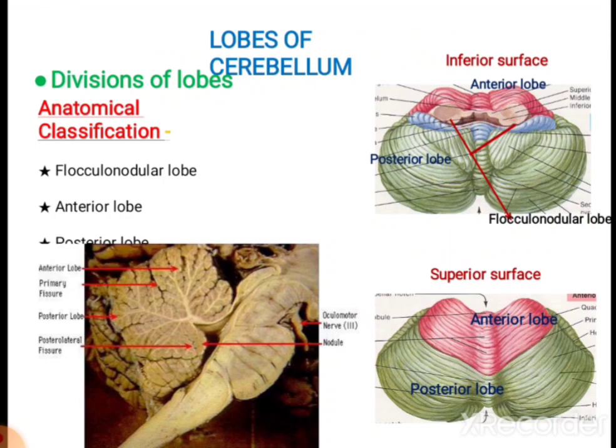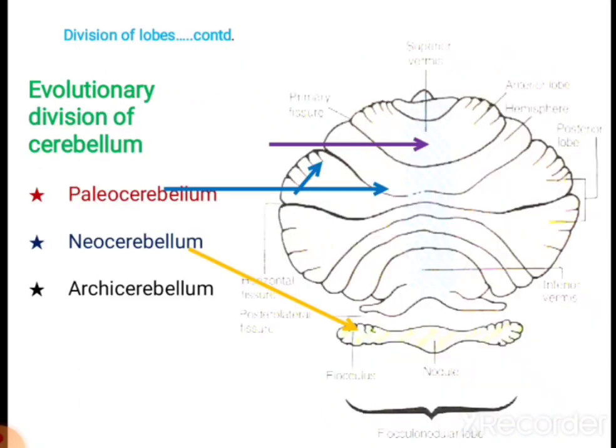In the lobes of the cerebellum, we have the anatomical divisions. Anatomically we have three lobes in the cerebellum, that is anterior, posterior, and floccular nodular lobe. Anterior lobe lies anterior to the fissura prima, and posterior lobe lies just posterior to the fissura prima, and there is the floccular nodular lobe, which is a separate lobe. Then the evolutionary division of the cerebellum includes the paleocerebellum, neocerebellum, and the archicerebellum. Archi means the oldest cerebellum, which is found in very low animals, small animals.